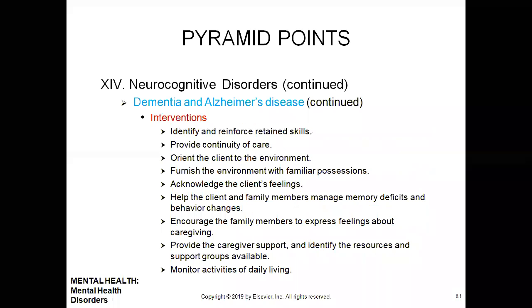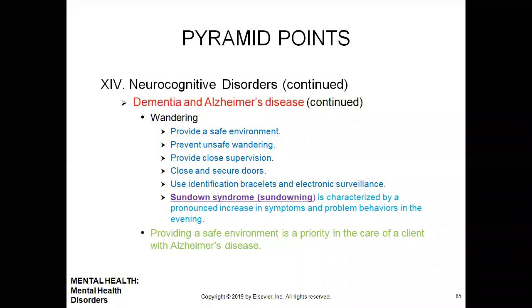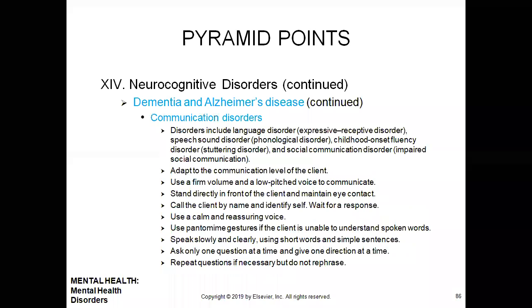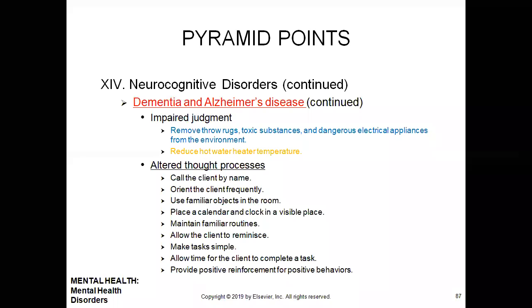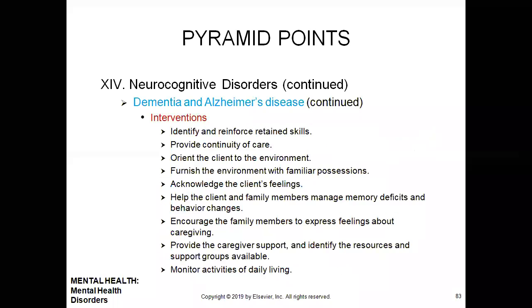So it is very important to know how to take care of the patient who has dementia. Nursing intervention is important, and home safety is also important here. Basically, we are going to go through the interventions one by one.